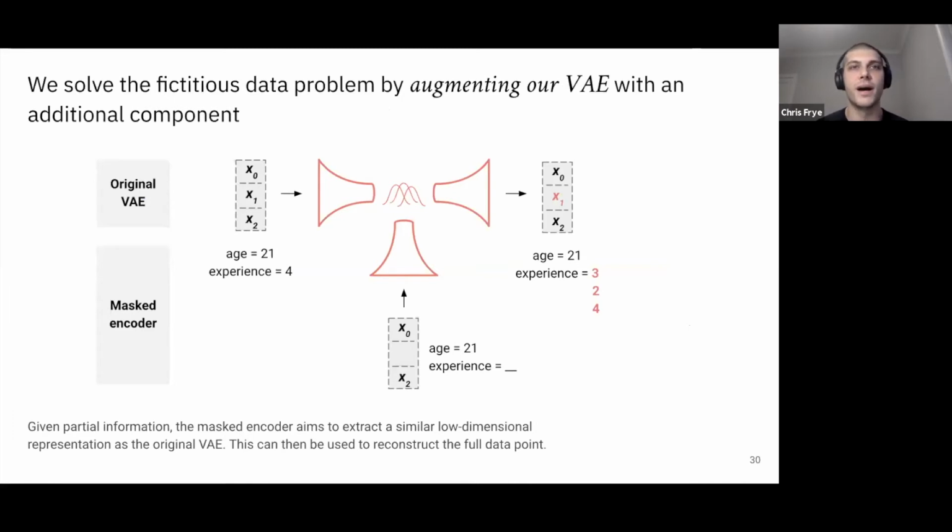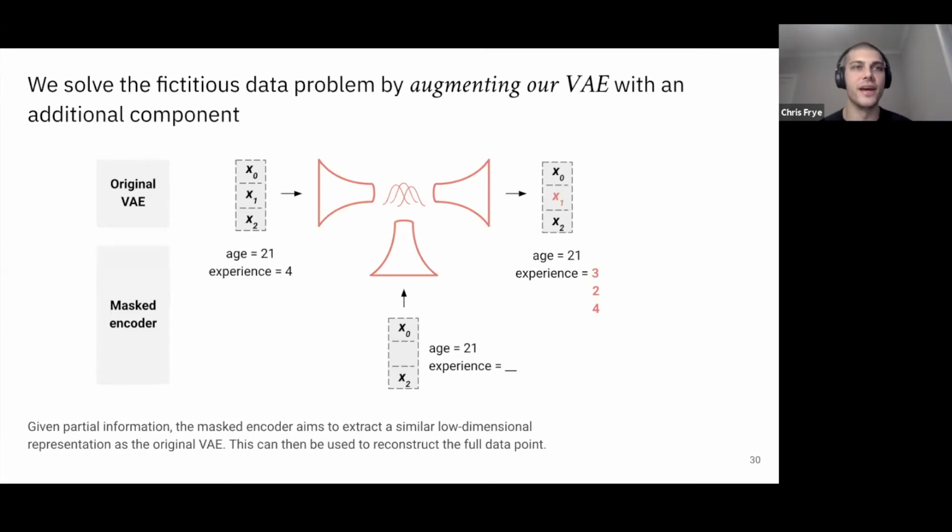We actually do it by augmenting the VAE that we use for anomaly detection with an additional component. The additional component is a masked encoder that operates on data with missing features. So the masked encoder operates on this input vector with x1 missing, and its goal is to extract a low dimensional representation of this data point that's similar to the one that the VAE extracts in the top row using all the features.